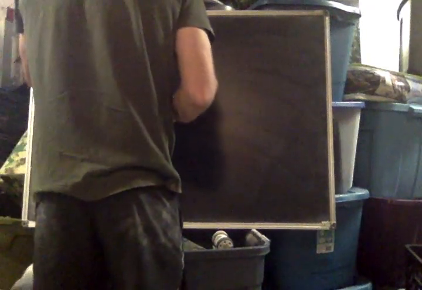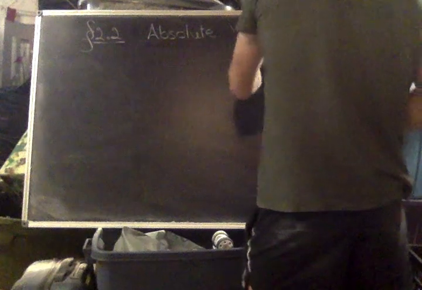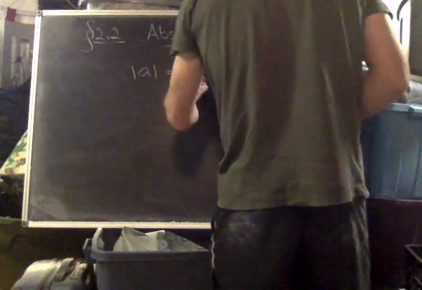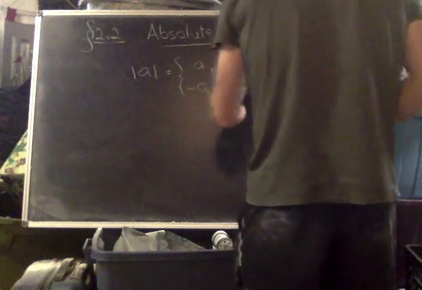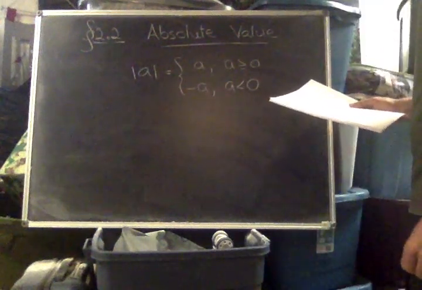All right, section 2.2 is the section on absolute value, which is, of course, very important in this course. Okay, so we have the definition. The absolute value of a real number a is equal to a if a is greater or equal to 0, and minus a if a happens to be less than 0. Okay?